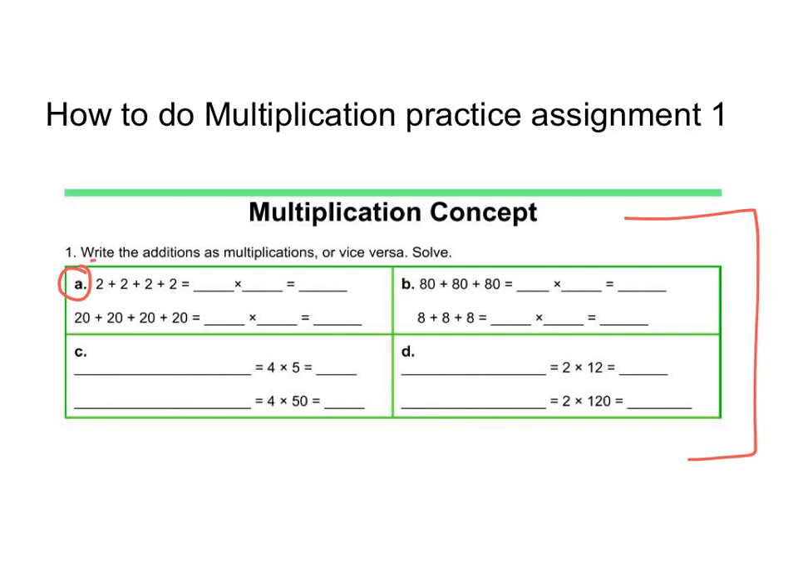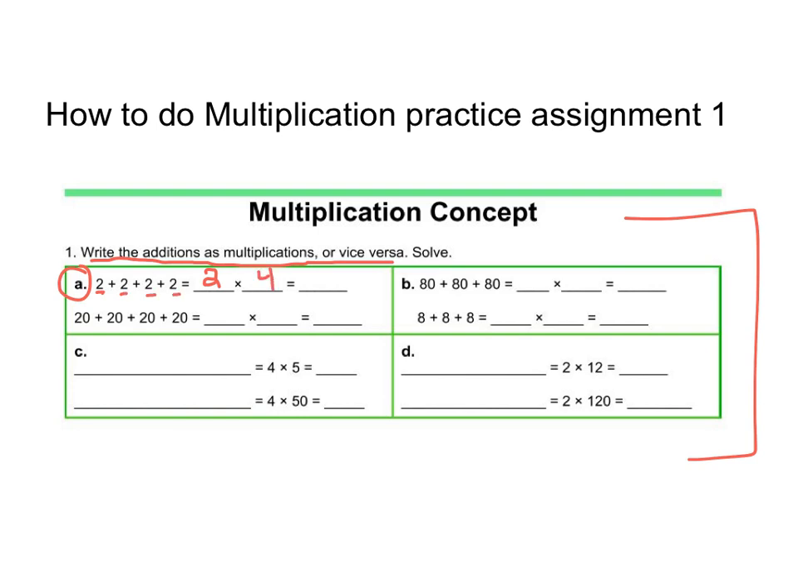It says write the additions as multiplications or vice versa. Vice versa means the opposite. Then we have to solve it. So for example, in A, I see I have the number 2, and I see 2 is repeated. So one of the numbers I'm going to write is 2. And then how many times do I have 2? I have 1, 2, 3, 4 times.